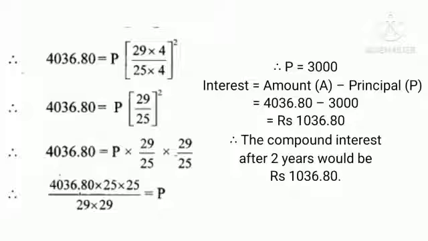Now, after calculating principal P, we can find out the interest. Therefore, interest is equal to amount A minus principal P. Now let's substitute the values. So interest is equal to 4036.80 minus 3000, which is equal to 1036.80. Therefore, the compound interest after 2 years will be 1036.80.